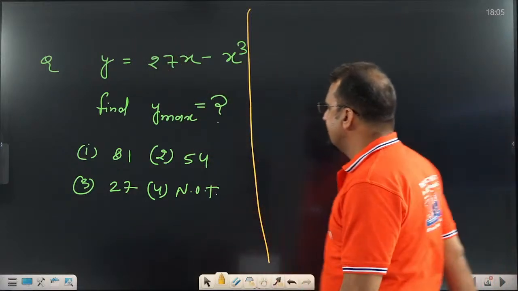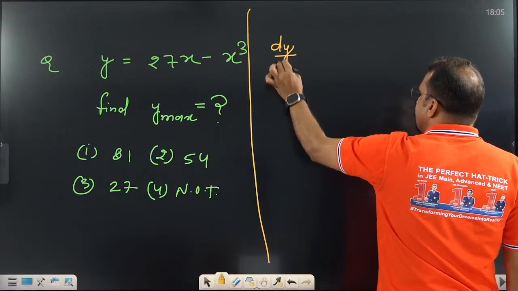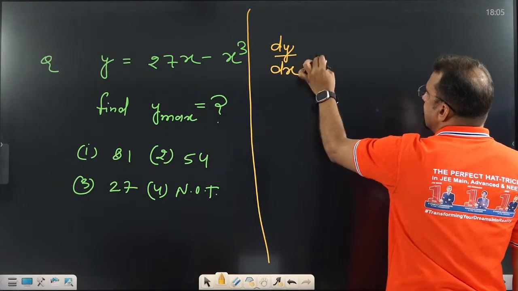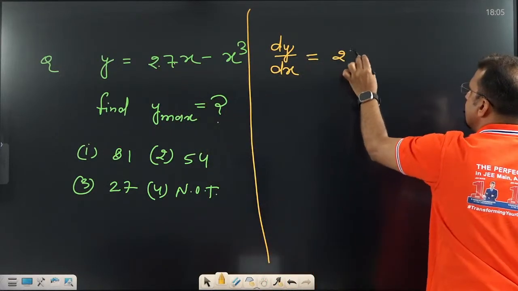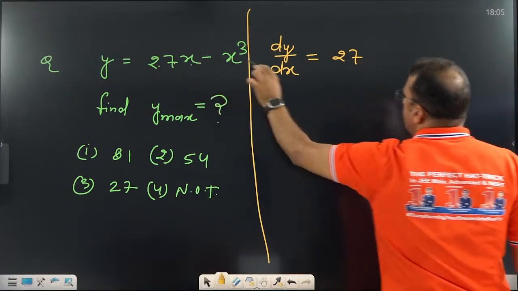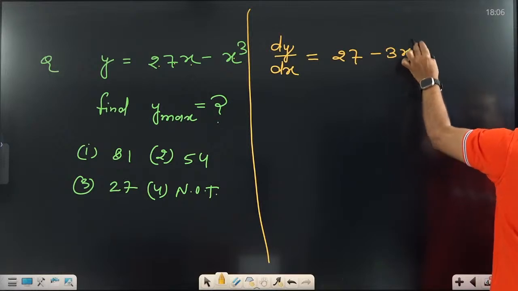Y is given, what is the maxima minima process? First process is find dy by dx. This is the first step. What is dy by dx? Differentiate this. This is going to be 27. Differentiation of x is 1, minus 3x square.